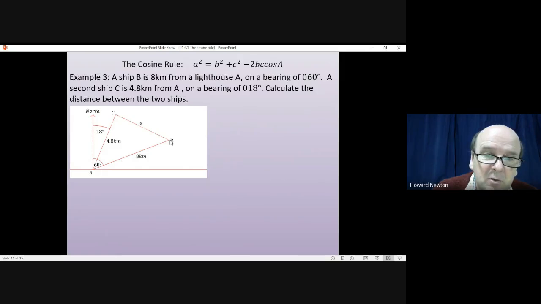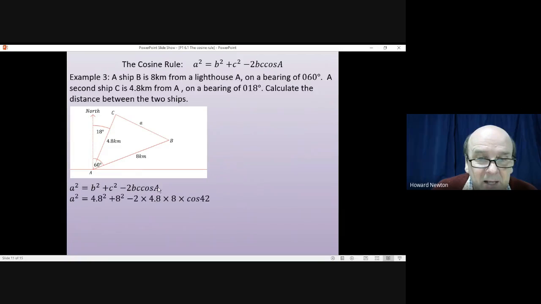Now here's the triangle that we'll be using, ABC. We know 2 sides. We don't know this angle, but it's very easy to work it out. So the angle BAC will be equal to the 60 degrees, take away the 18 degrees. So the angle inside the triangle there will be 42 degrees. We'll be using this version of the cosine rule because it's side a that we're trying to find. So a squared equals b squared plus c squared minus 2bc cos A. Substituting in, b is 4.8 and c is 8, and angle A, as we said, is 42 degrees.